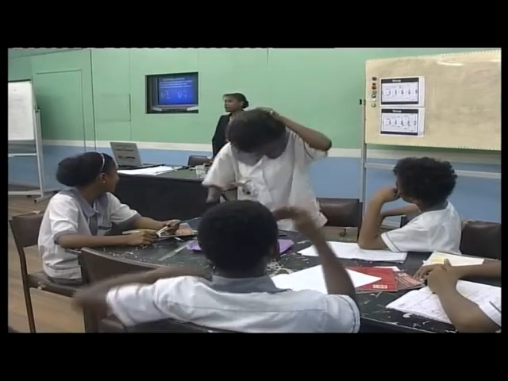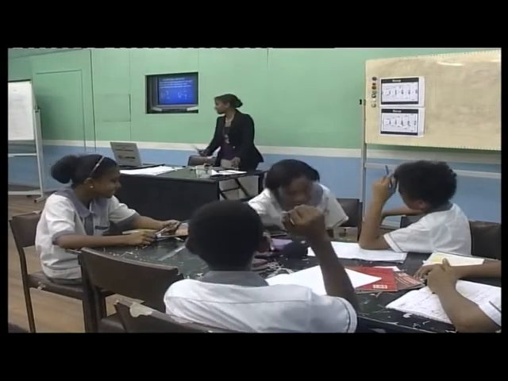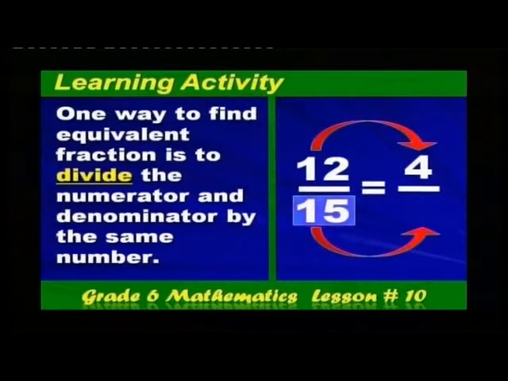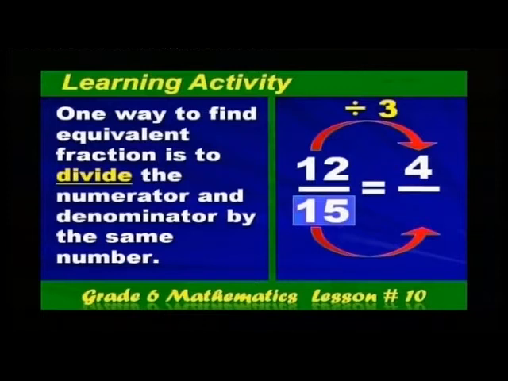Imelda says 3. Is it correct? Yes, this is the answer that I am looking for. We divide 3 into 12 and we come up with 4. We have 4 times 3 is equals to 12. So the same number that we used at the top to divide must be the same number at the bottom, which is 3. Now 15 divided by 3.